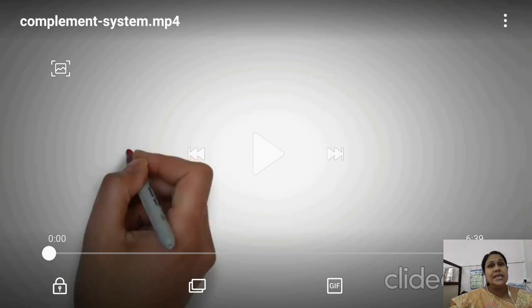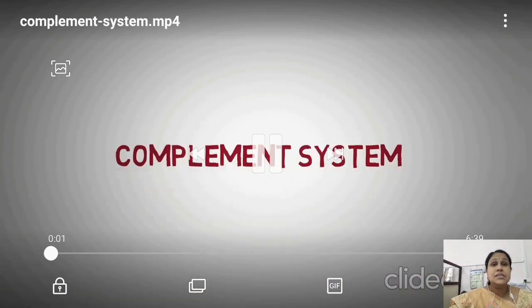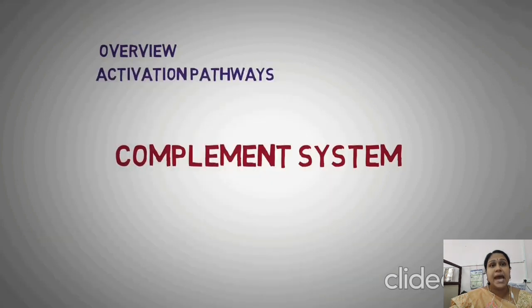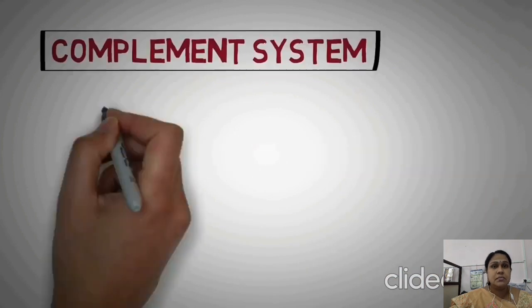Today we are going to see about the complement system. This complement system comes under Unit 3. Let us see the overview of that. We are going to study the activation pathways and immune effects in the complement system.